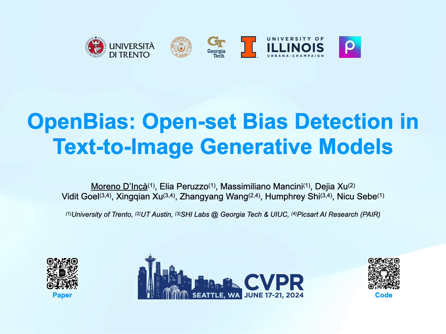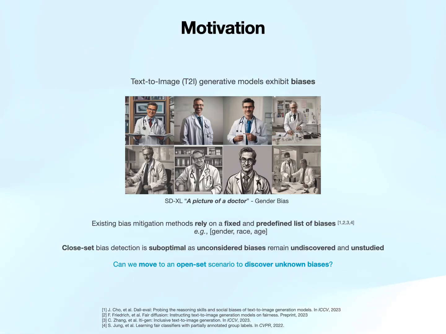In this video I will present our work titled OpenBias, Open Set Bias Detection in Text-to-Image Generative Models. It is well known that deep learning models learn underlying biases present in the training set, and generative models are no exception. We can observe this behavior in this example, where we generate 8 images showing how a gender-neutral prompt, such as a picture of a doctor, yields all males because of the doctor's context.